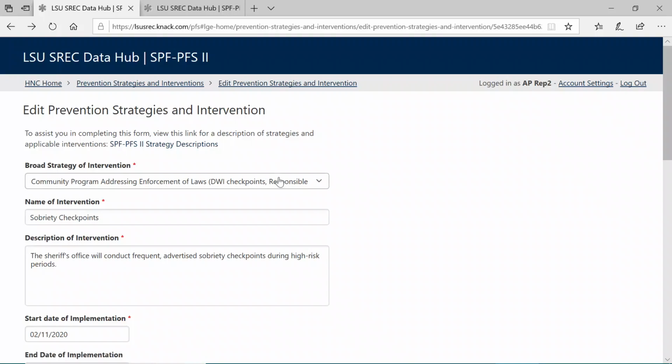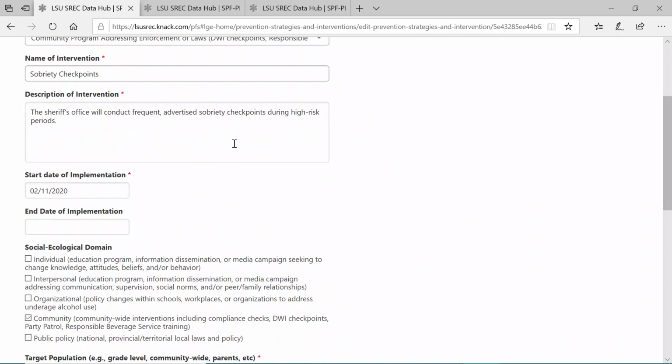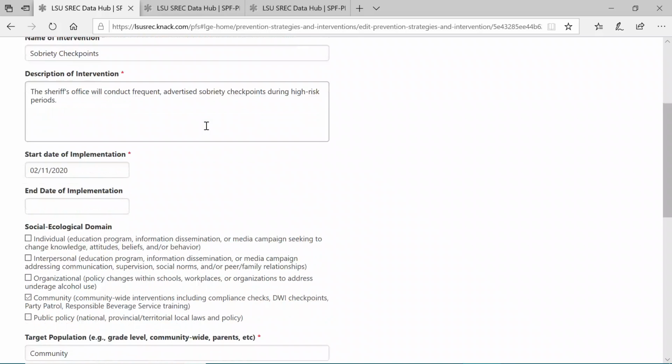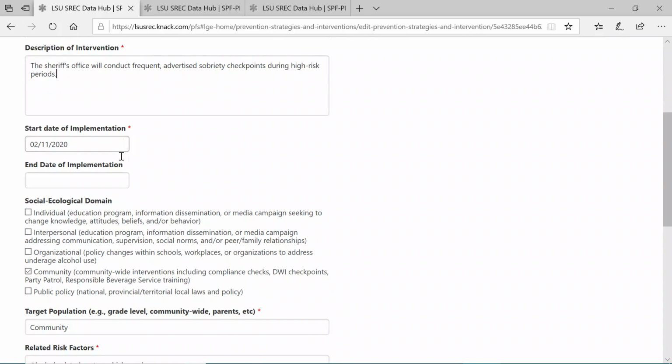Since this is sobriety checkpoints, we're going to choose our community program addressing enforcement of laws. You're going to put in your name of intervention, description of intervention. I was very brief and concise here, but you can be as detailed as you want. There isn't really a word limit here. We want to know the start date of your implementation. This is the first day that you are actually implementing the program, not whenever you decide to do the program.